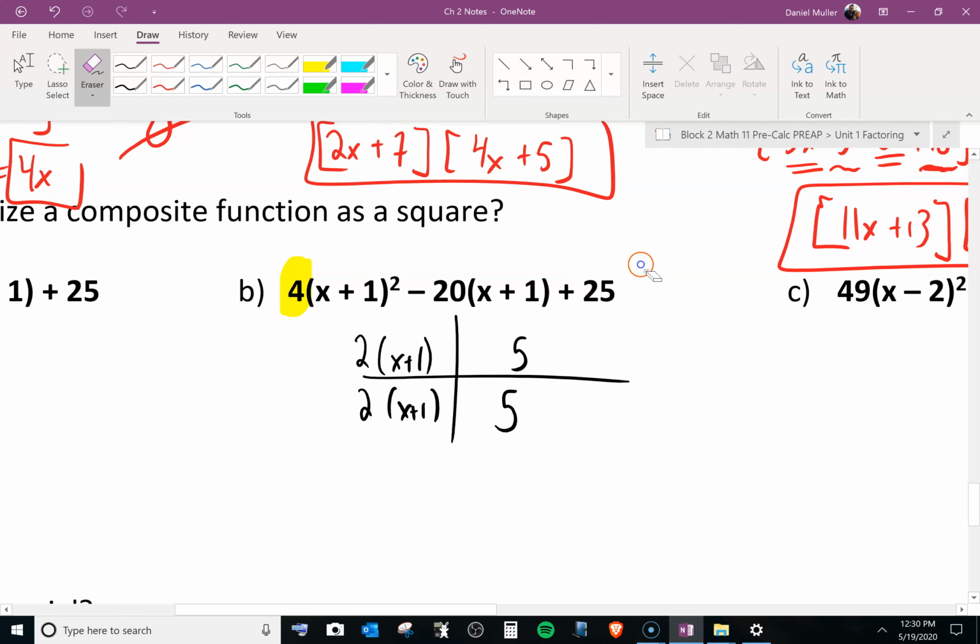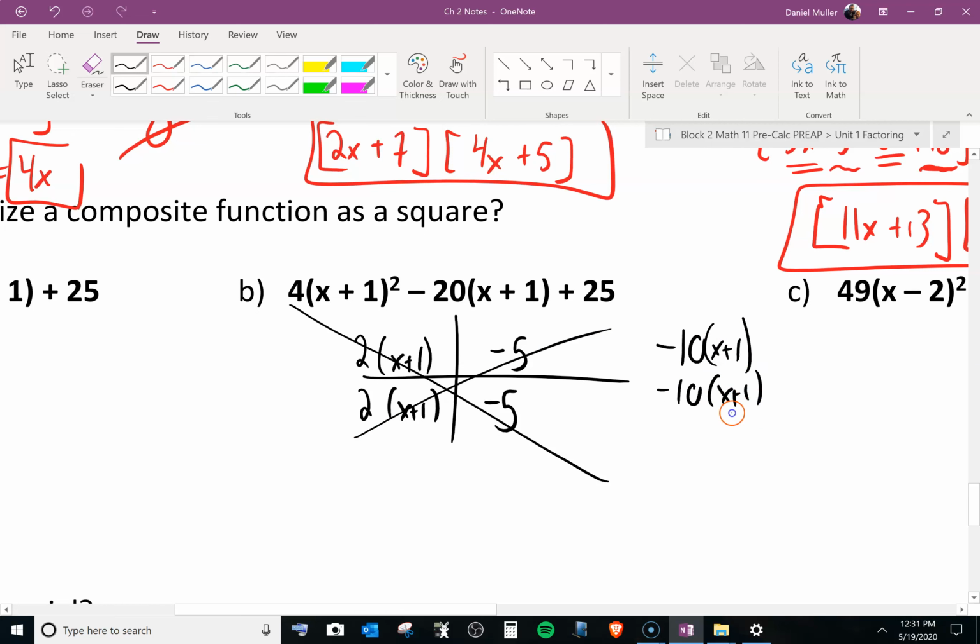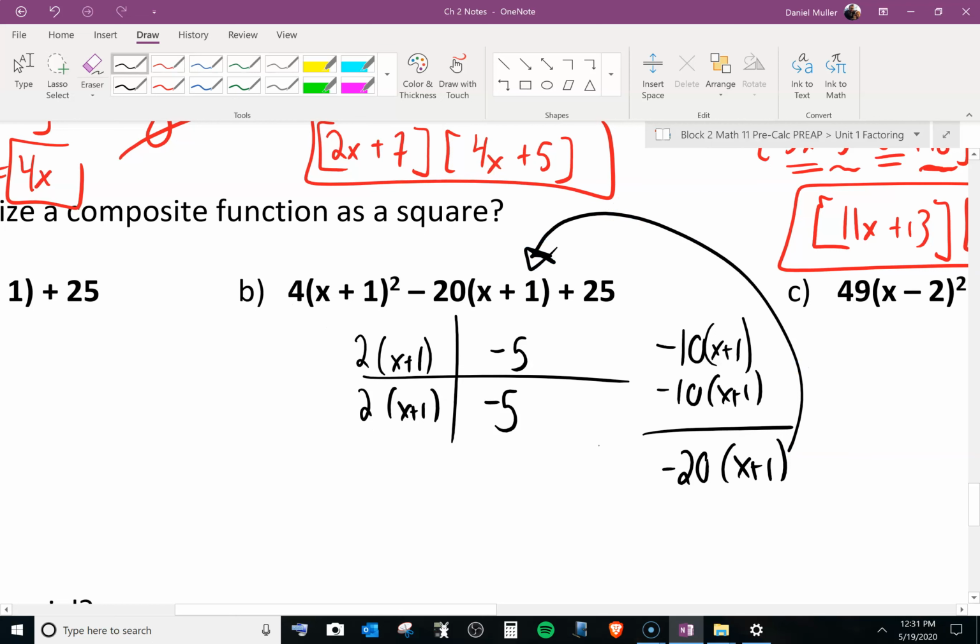However, I do also notice that the inside is negative, but the outside number needs to stay positive. So I'm going to make these both negative. So what are my diagonals? That diagonal is a negative 10 times x plus 1 and a negative 10 times x plus 1. If I add those, I get negative 20 x plus 1s, which is my middle term exactly, negative 20 times x plus 1. So I have this as my factor and this as my factor.